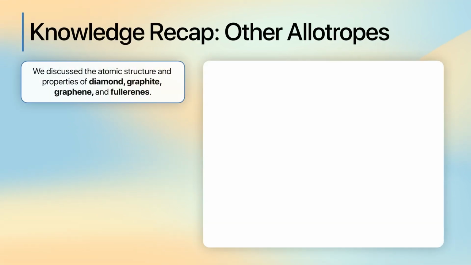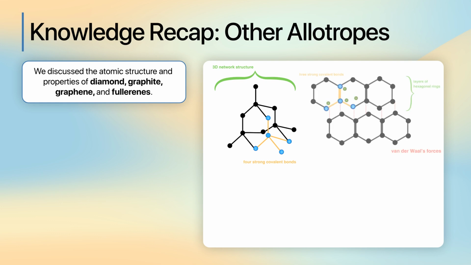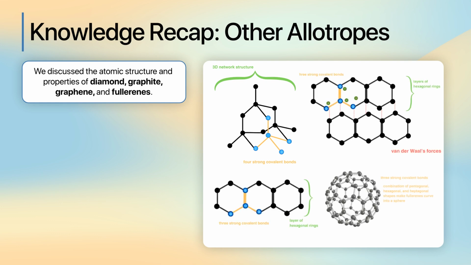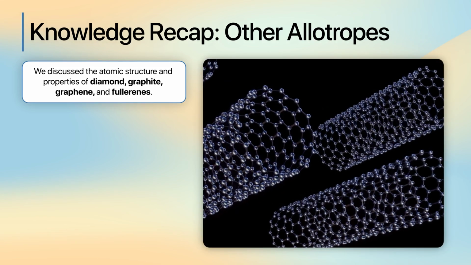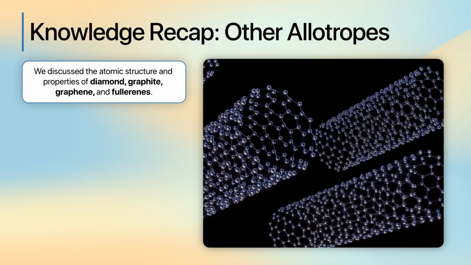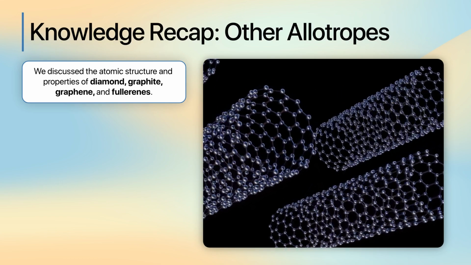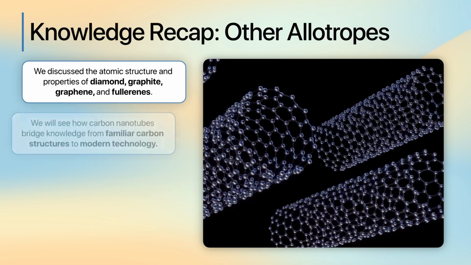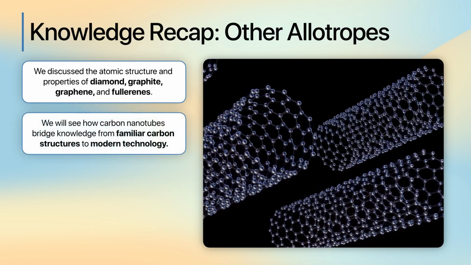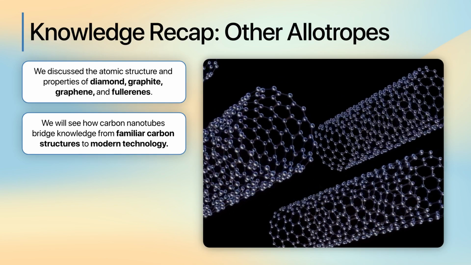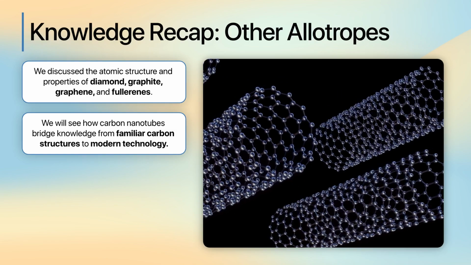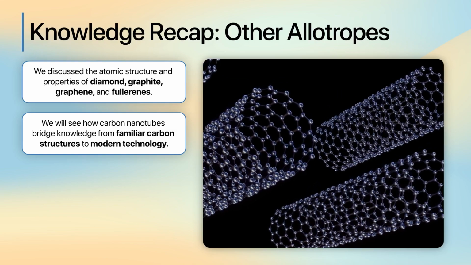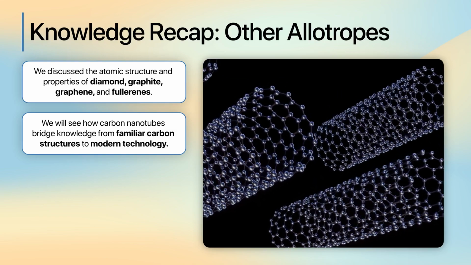Previously, we dived into the structures of diamond, graphite, graphene, and fullerenes. Building on this foundation, today's lesson will advance our chemical understanding by exploring carbon nanotubes. Through understanding their unique structure and remarkable properties, we will see how they bridge knowledge from familiar carbon structures to cutting-edge applications in modern technology. This will deepen our insights into how molecular-level designs can lead to significant advancements in various scientific fields.